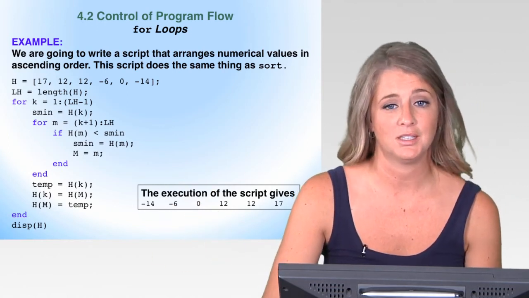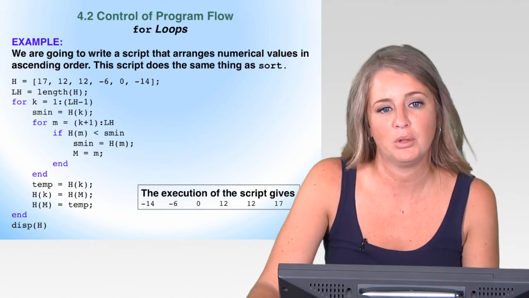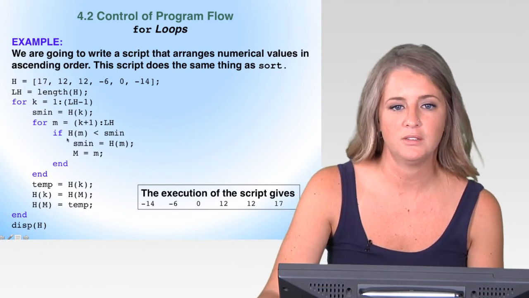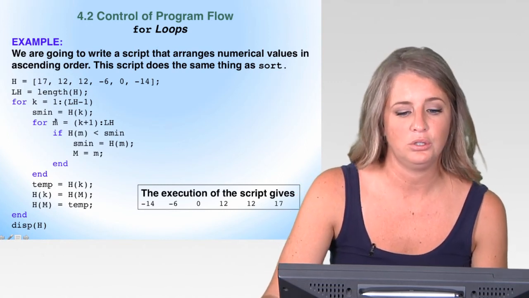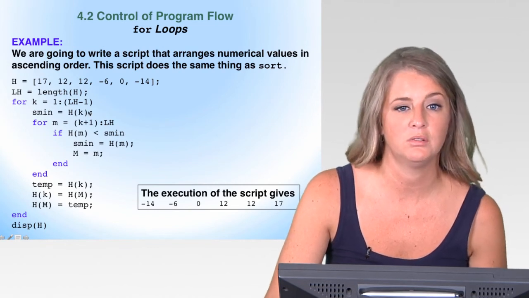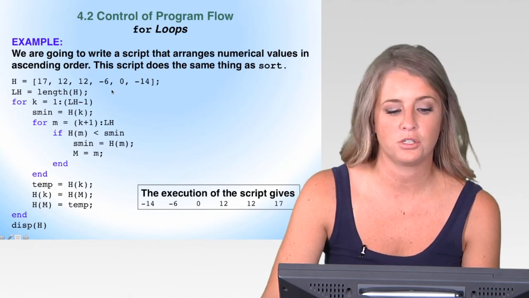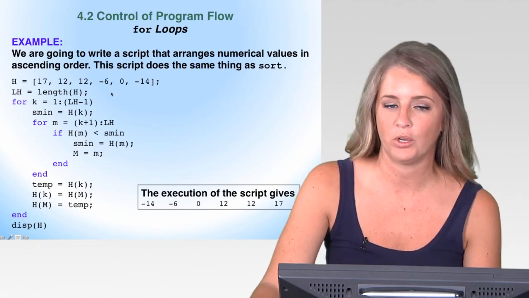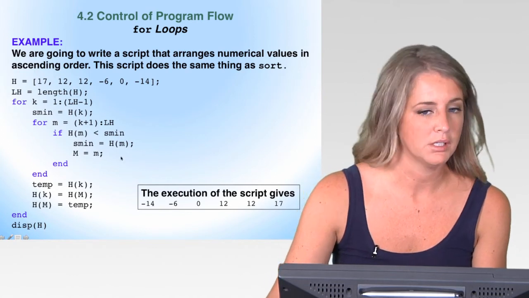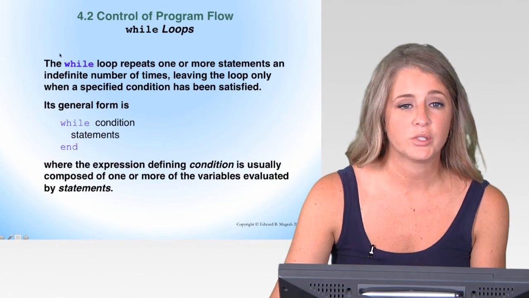Basically, the script does the exact same thing that the sort function does, but this just demonstrates an example of how you can have nested for loops with nested if statements, and how you could use that to arrange numerical values in ascending order. Like I said, this does the same thing that the sort function does, so I don't know why you would use this over the other one, but just to demonstrate, I'll go through this particular example in the next video.